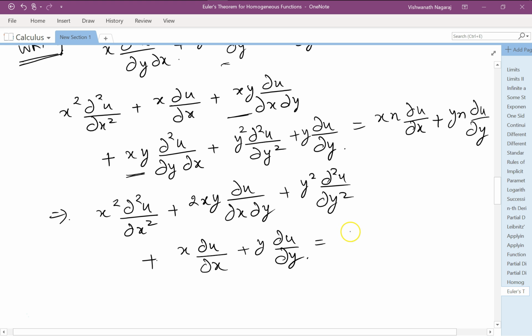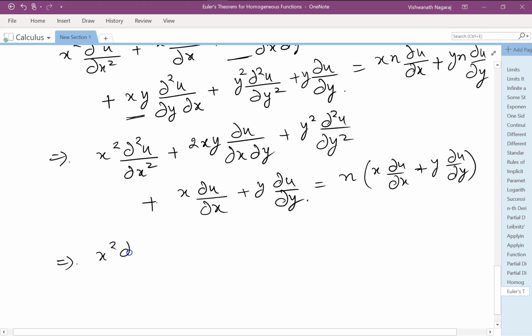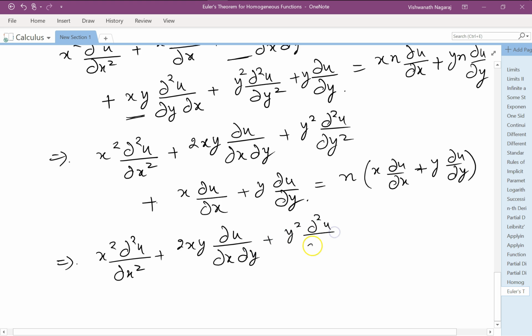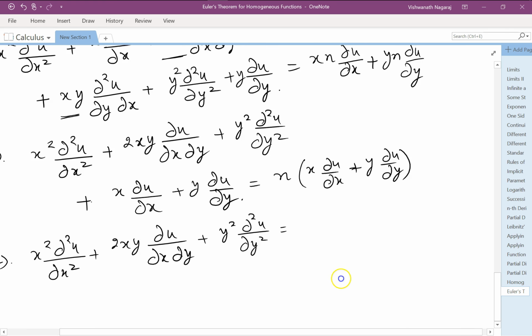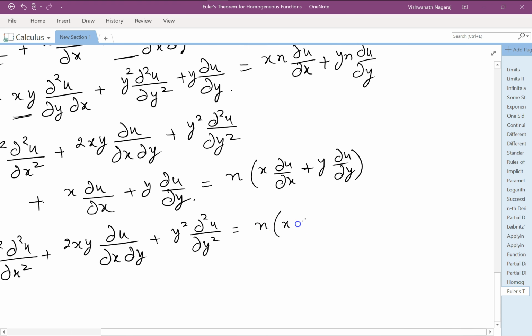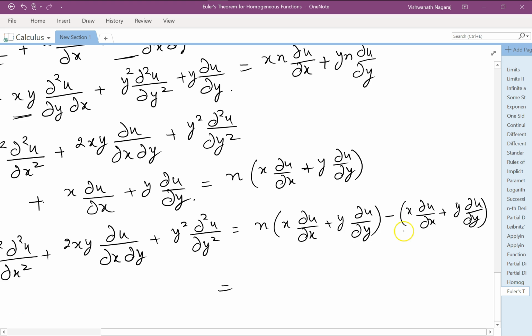Now here n is common, so x² ∂²u/∂x² plus 2xy ∂²u/∂x∂y plus y² ∂²u/∂y² is equal to, let's take this to the other side, so n (x ∂u/∂x plus y ∂u/∂y) minus (x ∂u/∂x plus y ∂u/∂y). Now both are equal to what? n times, this is nothing but nu minus nu.